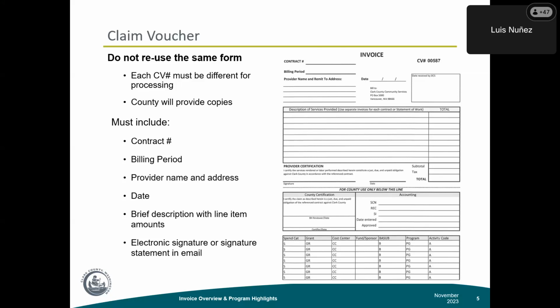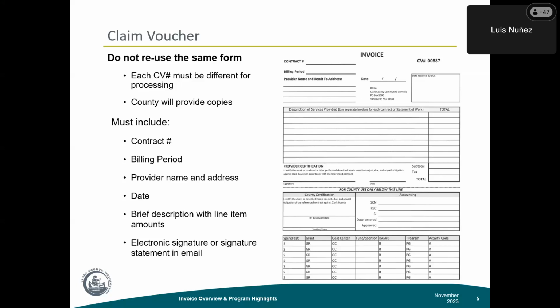And then under the description of services provided, we are looking for a brief description of those costs. So it could look like, for example, homeless outreach services provided in November 2023. This just lets us know what these costs are for. And then lastly, an electronic signature or signature statement in email. This is vital. We cannot process these claim vouchers without that provided.